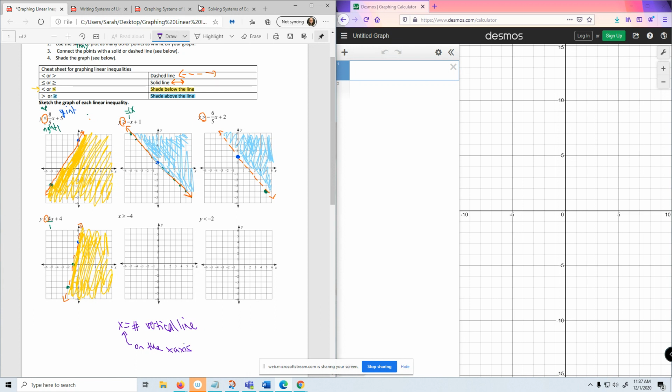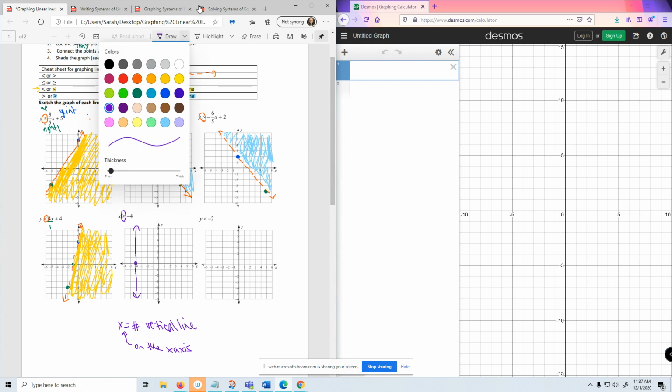So if this was x equals -4, I would go to -4 on the x-axis and draw a vertical line through it. I'm still going to do a vertical line here. Since it is a greater than or equal to, it will be a solid vertical line, like so. So x equals number, solid vertical line.